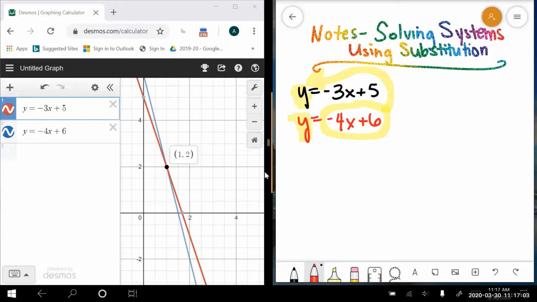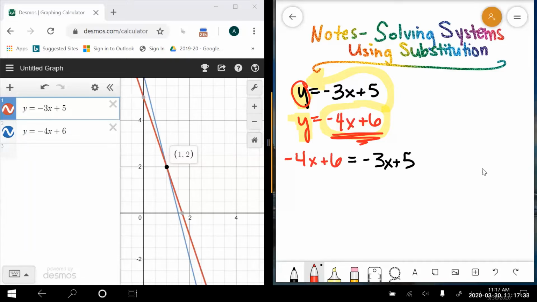It is going to look a little weird, but we end up having an equation where negative 4x plus 6 equals negative 3x plus 5. Okay, so again, I just took this red expression here and I substituted in for the y in the black equation. Okay, and now I can take this and I can solve, which is something we've been practicing since the beginning of this school year.